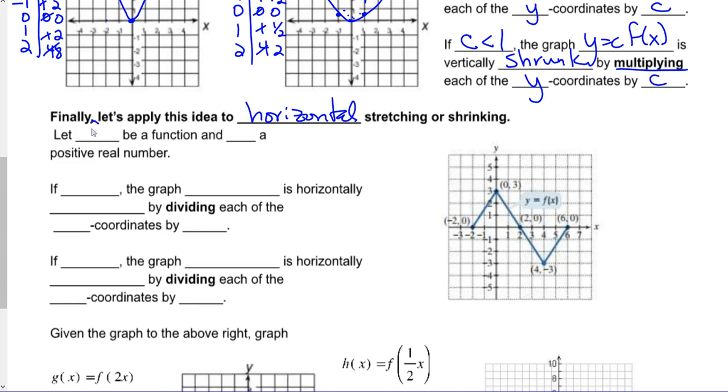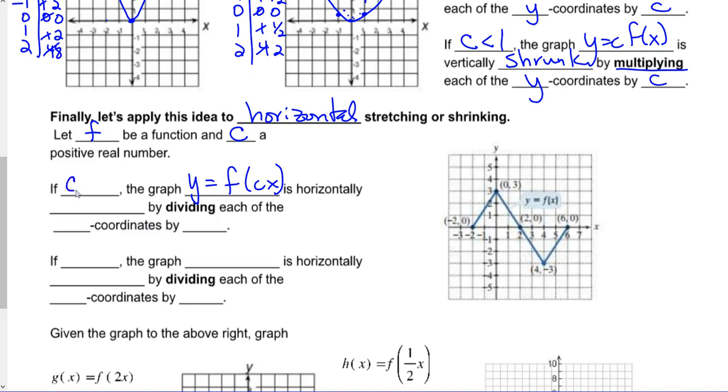So we're going to let f be a function and c is a positive real number. What we want to do by shrinking this is different than multiplying our y-coordinates by c. Now we're going to be looking at doing some things with our x-coordinate, because what we now have is y equals f of c times x. I can prove all this for you, but I'm just going to give you the idea of what we need to do to get there.